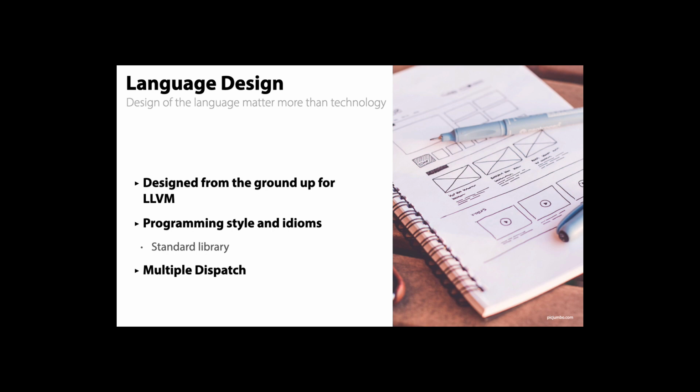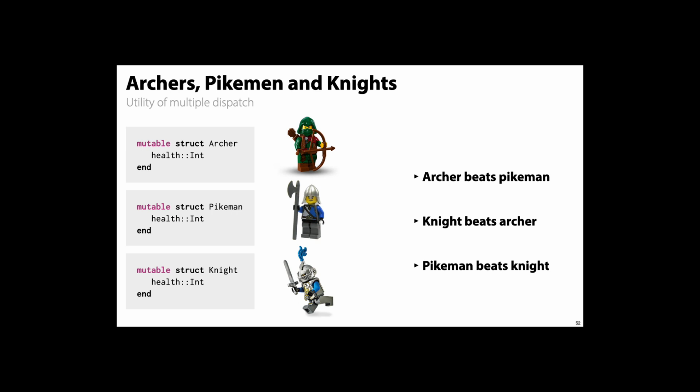So let me motivate multiple dispatch with an example. So we have archers, pikemen, and knights. And this is kind of a rock, scissors, paper kind of example. So we have that the archer beats the pikeman.